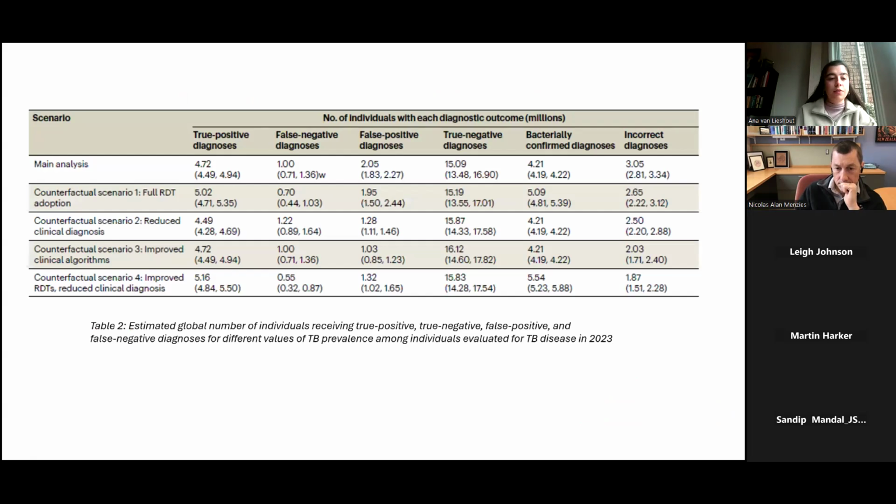So these are the results for the 4 scenarios that we considered, of true positive and true negative diagnosis as well. And it shows you that in general, the incorrect diagnoses will drop down. Scenario 4 has the lowest number of incorrect diagnoses and seems to be the best way forward, although all of them lead to a decrease in incorrect diagnosis.